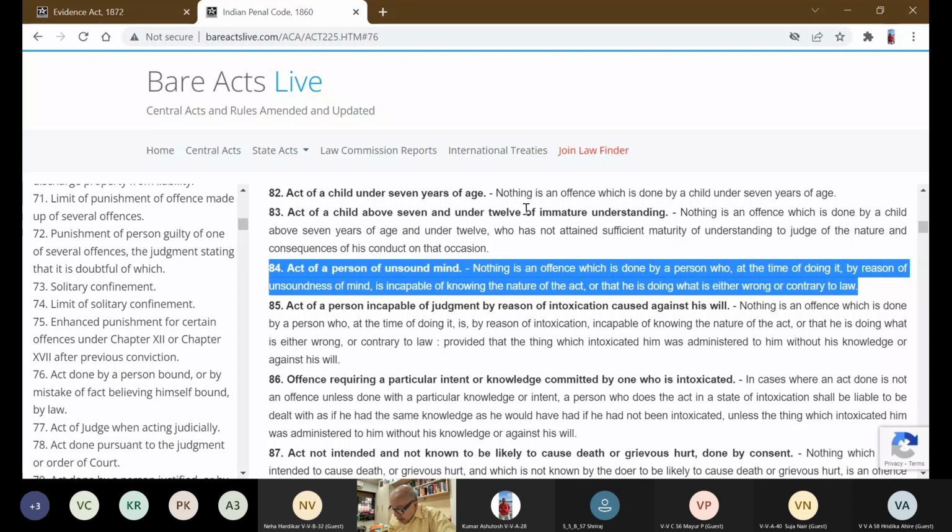Okay. Anybody want to ask me any questions on this section 45? Please put it here. Then we will go ahead. It's a very interesting section. Now come to section 46.